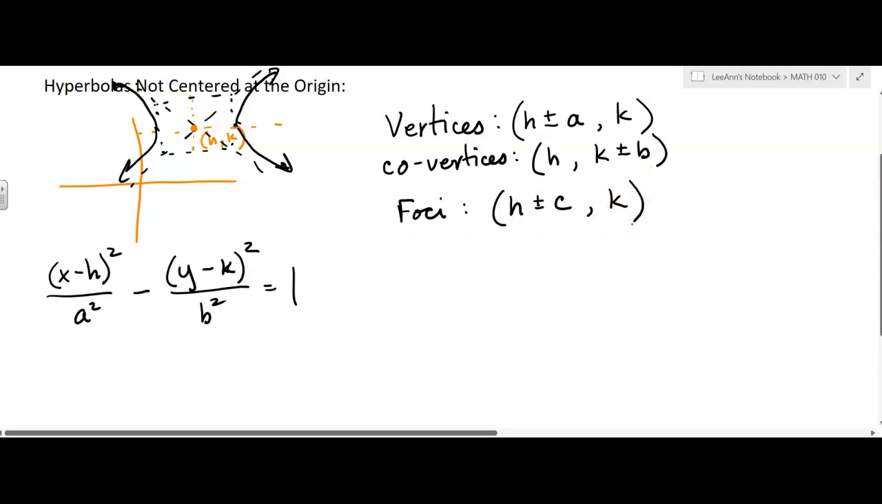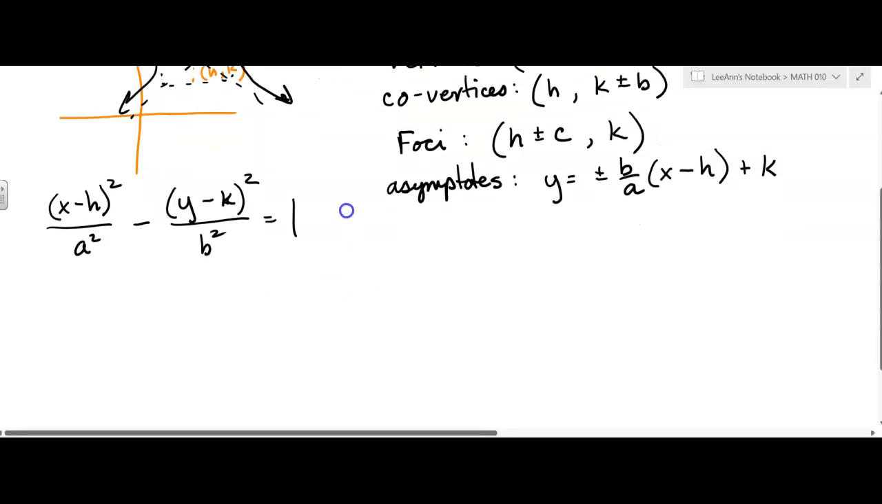And then the asymptotes, those are a little bit trickier. And you could find those. I'm not going to go through the proofs. They're in the book, I believe. I think all of them are in the book. But I'm just going to give you the equations. y equals plus or minus b over a, times (x minus h), plus k. So use the point-slope formula and you're able to get that. Okay, that's for the side-to-side ones.